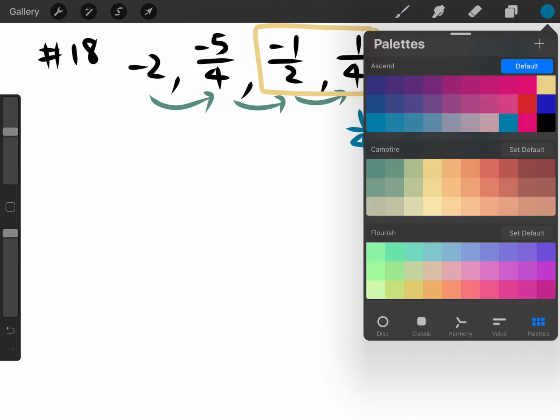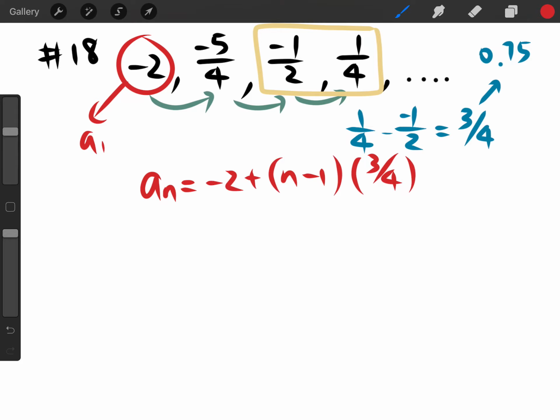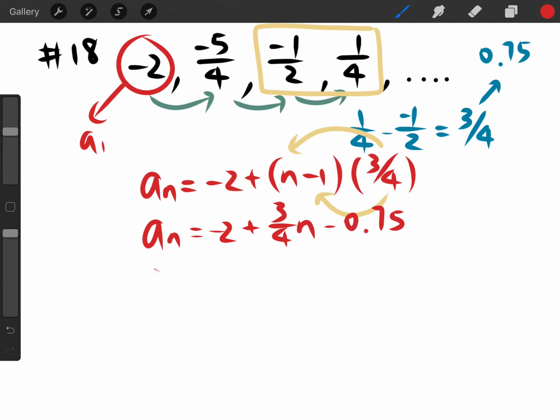So now let's write the rule. Okay, so the rule is that we know that a sub 1 is right here. So when I write the rule, I write a sub n equals the first term, negative 2, plus n minus 1, and multiply by 3/4. Okay, so I'm going to distribute the 3/4. So a sub n equals negative 2. I just told you that in some parts, I'm going to use 3/4 n in here. But when I distribute the 3/4 to negative 1, I'm actually going to put negative 0.75 because it's just easier for me to combine like terms. So a sub n equals negative 2.75 plus 3/4 n.